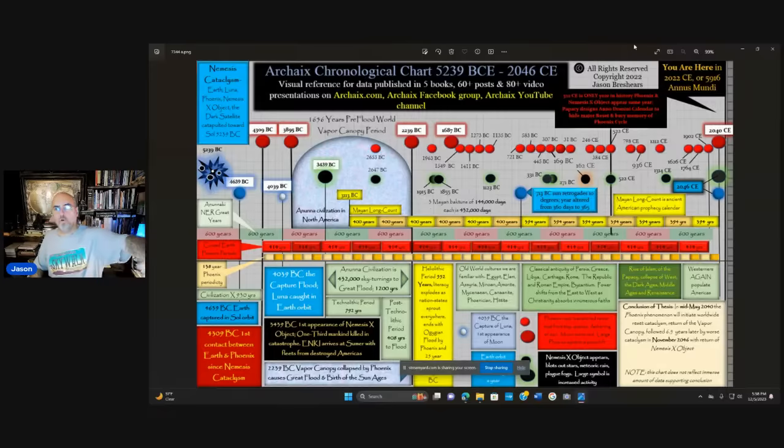But here is the full chronology right here, guys. I've got this chart on my podium. This is the full chronology from 5239 BC, the very beginning of the Anunnaki Nur system, all the way to 2106 AD, the return of the chief cornerstone. This is the 7,344 years of this entire period. Why is that number important? From the beginning of Anunnaki reckoning to the return of the chief cornerstone, sealing the book of life.